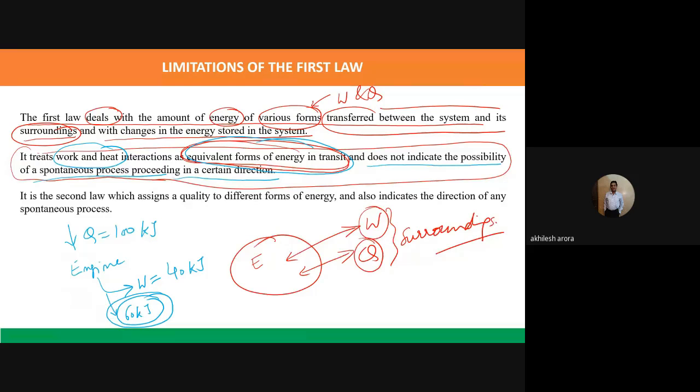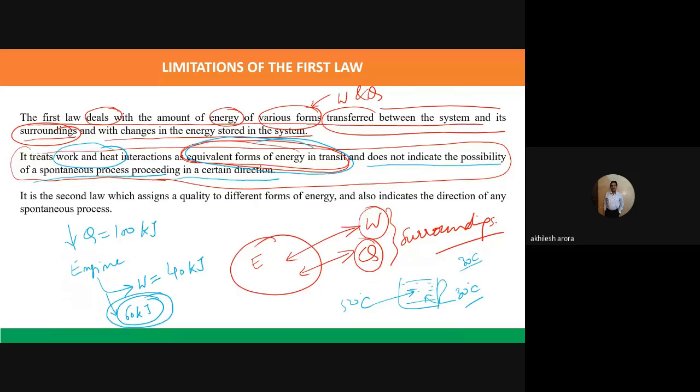Okay, it doesn't tell us in which direction the process should occur. For example, I give you an example. Suppose you have a cup of tea. You have hot tea kept in the cup, and the temperature is, let us say, 50 degrees Celsius, and you are enjoying the tea, and the outside temperature is, let us say, 30 degrees Celsius. And suppose if you don't take the tea, after a certain period of time, you will see that the temperature will be reduced to 30 degrees Celsius, and it would be equal to the surrounding temperature.